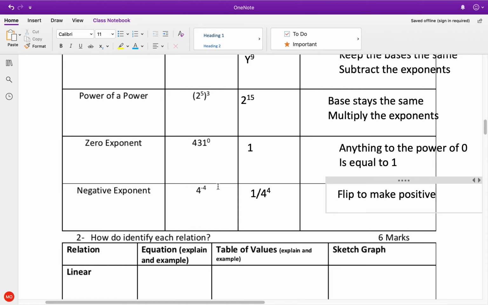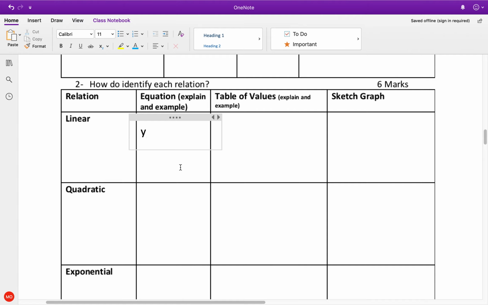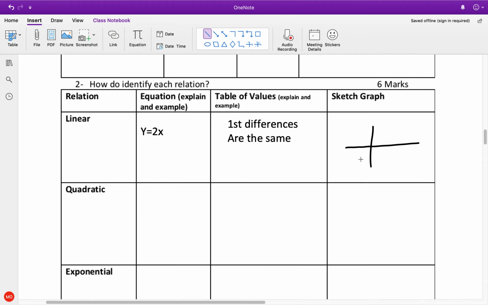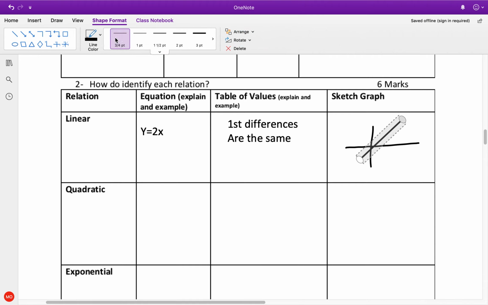All right. So, example of a linear equation. Example of a linear equation, let's say, is y equals 2x. The key there is the exponent on the x is 1. Table of values, the first differences are the same. And a graph would kind of look like this. So there's my Cartesian plane, and I'm going to put in a line. Let's make it a different color.